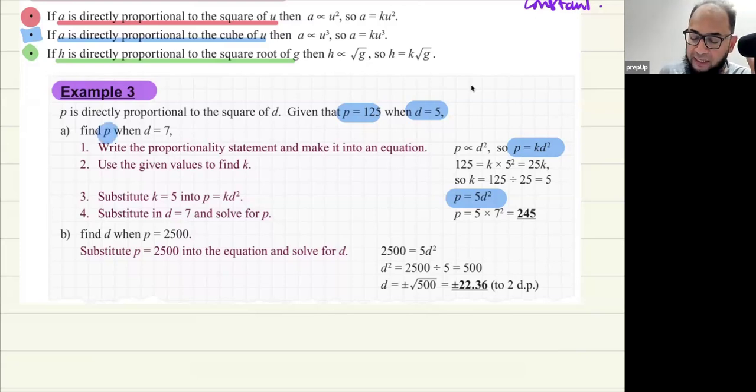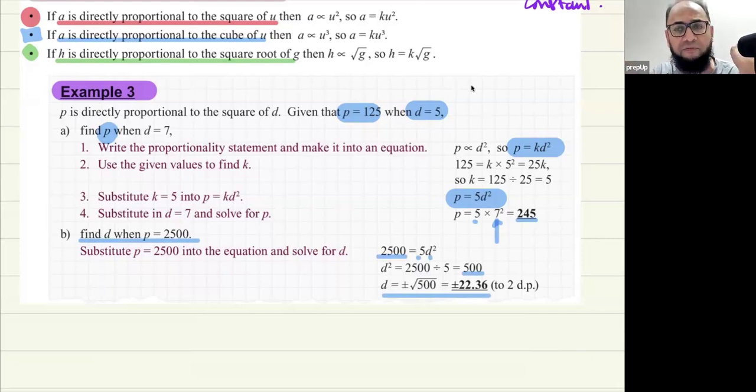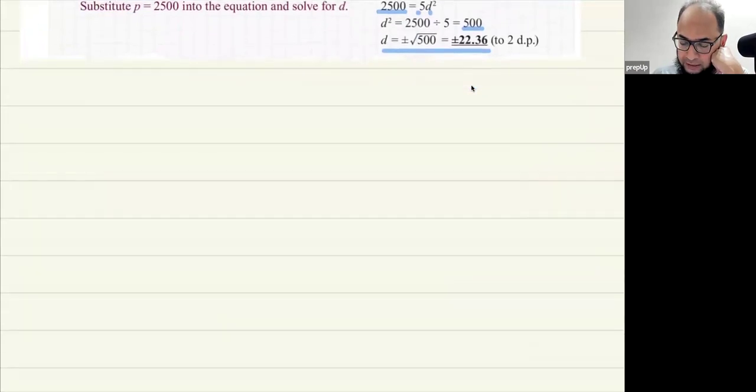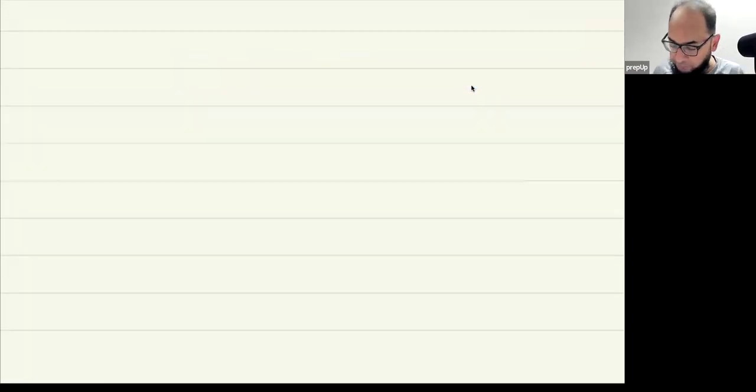Find P when D is equal to 7. So when we plug in D is equal to 7, this is 7 square into 5. That comes out to be 245. Similarly, find D when P is 2500. So now P is 2500. This is 5D square. So D square is 500. Therefore, D is square root of 500. And when we take a square root, we apply a positive and a negative sign. So that is the working that we did. Now let's move on.